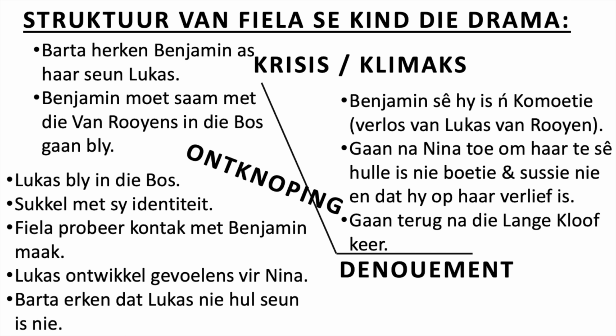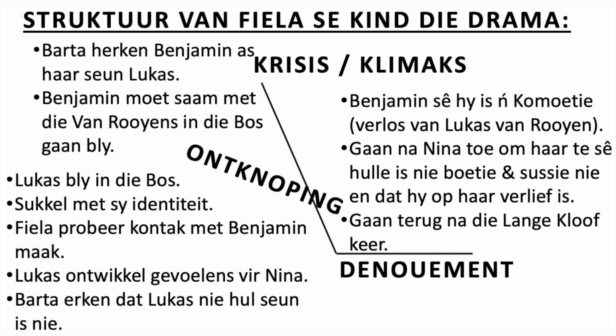Benjamin sê hy is 'n commutie verlos van Lucas van Rooyen. So Benjamin tells Mr. Ben that he is a commutie, and he's sort of relieved of the name van Rooyen. He doesn't need to stress about that anymore. So ja. Gaan na Nina toe om haar te sê hulle is nie boetie en sissie nie en dat hy op haar verlief is. So now also here he can go to Nina, and he goes to Nina because he wants to tell her we are not brother and sister, and he probably also wants to tell her that he is in love with her.